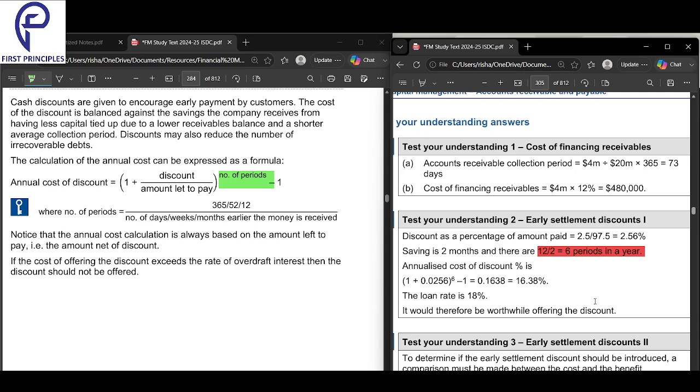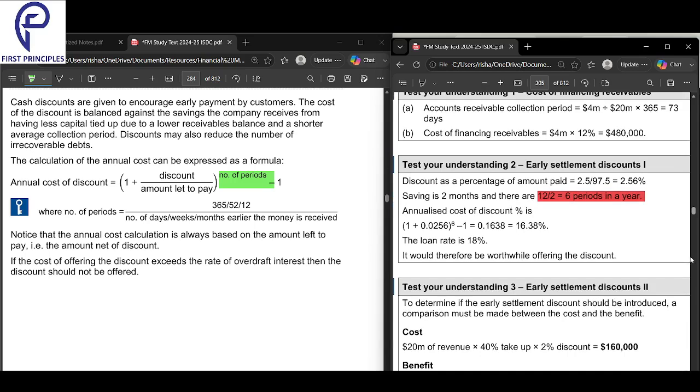And then it's a straightforward formula. You see, discount to pay and amount left to pay is easy. You can directly calculate. Only the number of periods is something you have to remember. And how do you calculate? You just see whether they have given months, days, or weeks, divided by how much is being saved. That's all. Minus 1, and you'll get 16.38.